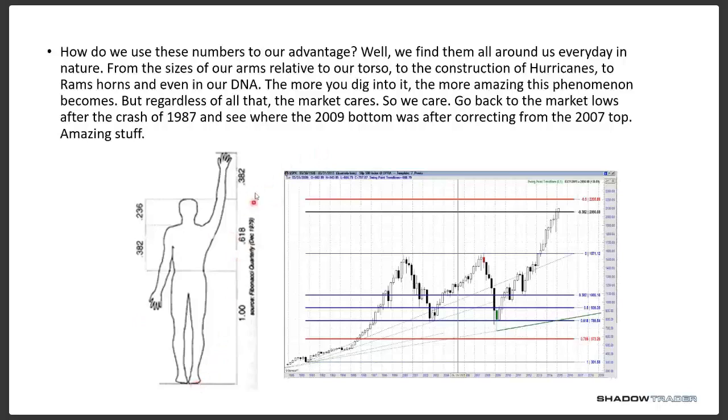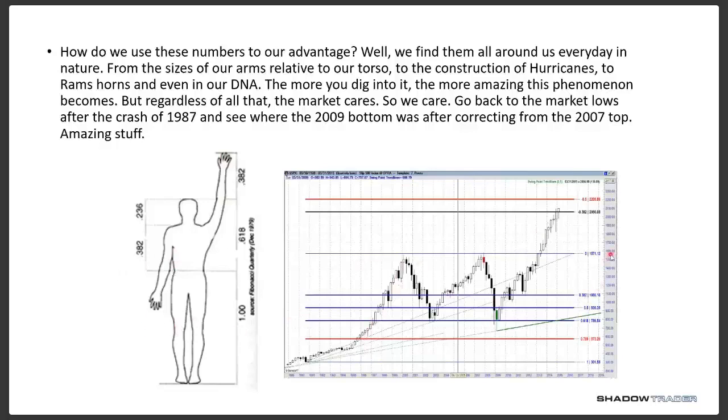From the bottom of your feet to the tip of your fingers is 100%. So 0, 100. Your waistline is typically 61.8, the distance between the bottom and your head is 61.8. To the middle, your torso is 38.2. Your shoulders to your head, 23.6. So our bodies are made up of these percentage portions of 100%.